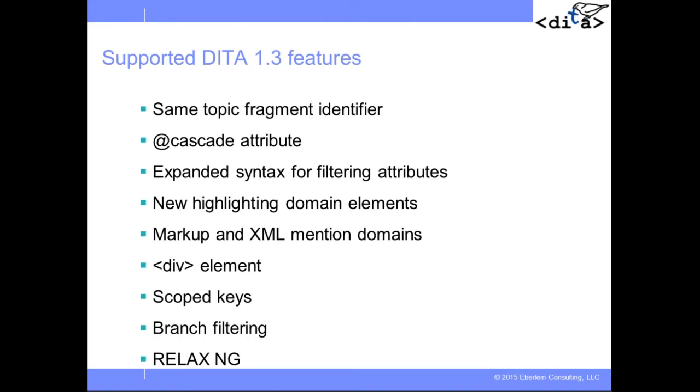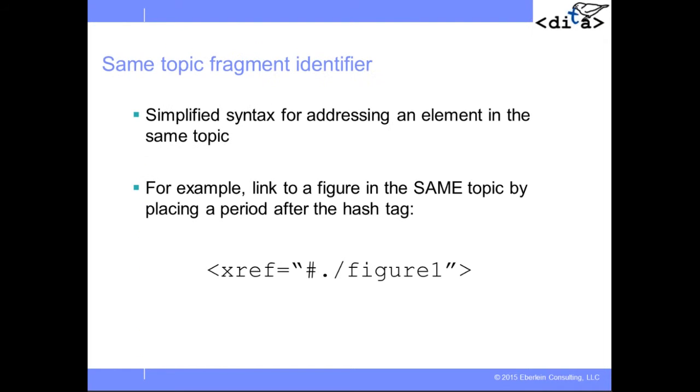So support for DITA 1.3 began rolling into DITA-OT 2.0. And so those are the smaller items that we've got up there. Support for same topic fragment identifiers, the cascade attribute, and so forth. And I thought that perhaps everybody wouldn't actually be knowledgeable about what these different features are, so we've got a little bit of background to explain what each of these now do. So the same topic fragment identifier simply provides some simplified syntax for addressing an element in the same topic. And this was part of the DITA 2.0 support.